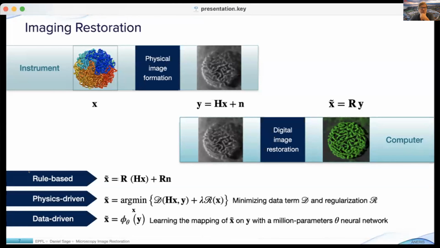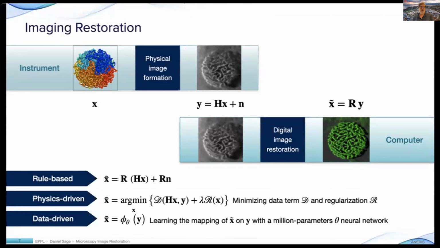In the past, people used what we call rule-based methods. So we try to design, let's say, a filter. We can consider that H is very often, in microscopy, a low-pass filter. So we have to design a high-pass filter, such that we cancel the effect of H. But using a high-pass filter on the noise is not a very good idea, because obviously you increase the noise in the image. So very often that kind of method does not work very well.